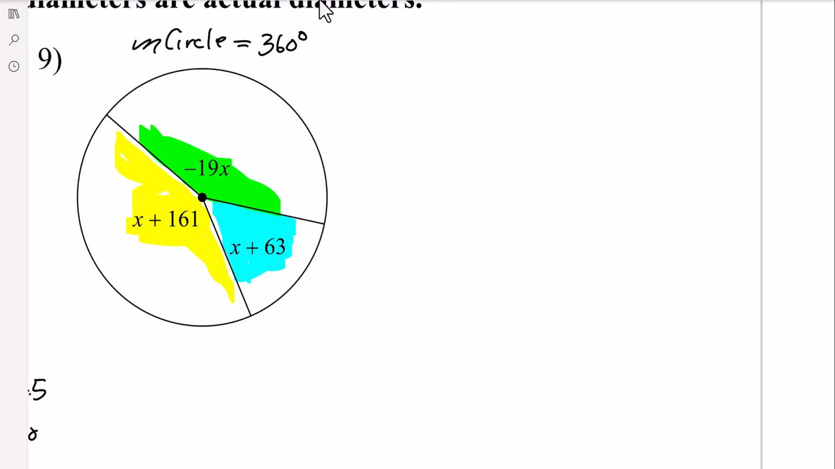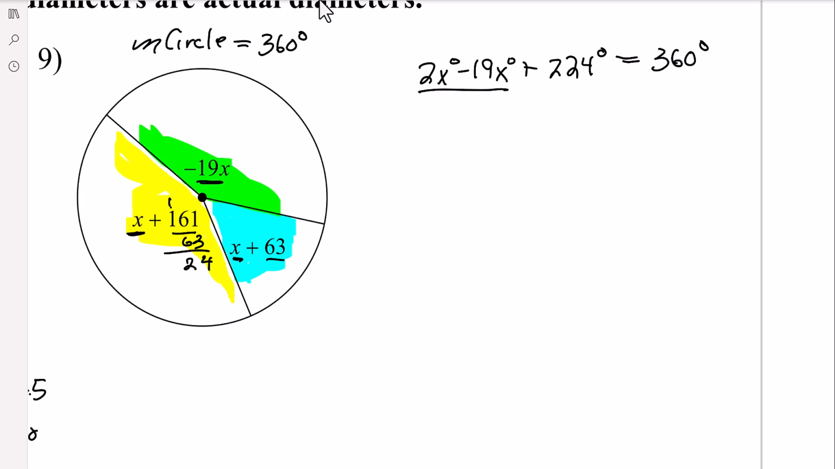Okay, so we can just set all of these. Well, this x plus this x is 2x. This is negative 19x, plus this 161 plus this 63. Let's do it that way. It's 224. These are all in degrees, is equal to 360 degrees. When you add the x's together, we get negative 17x in degrees.